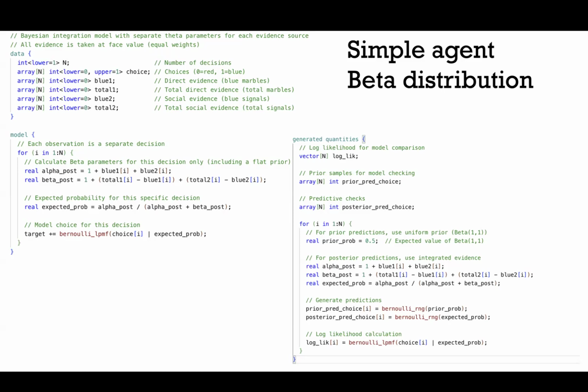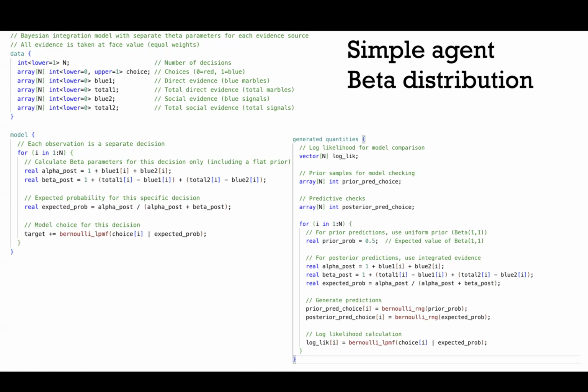As before, we calculate alpha posterior, which is a real number and not an integer. Here I hard-coded, I should have made it a parameter, the alpha prior plus blue 1 at the place I, plus blue 2 at the place I. The beta post is a real number, and it's the beta prior plus total 1 at the place I minus blue 1 at the place I, so the number of known blues, plus total 2 at place I minus blue 2 at the place I, so the non-blues at social evidence.